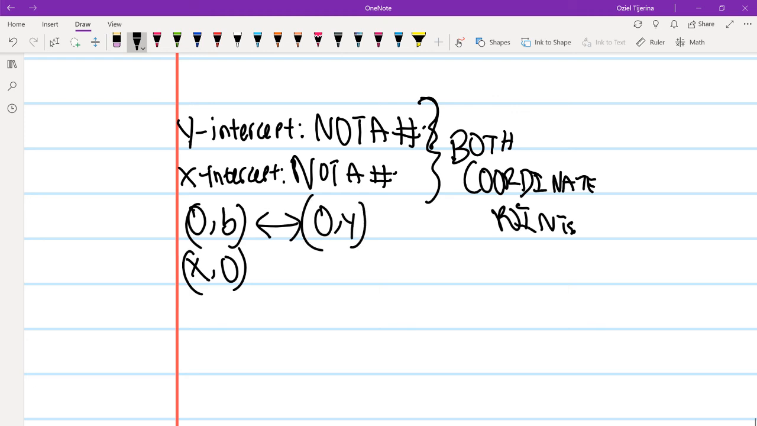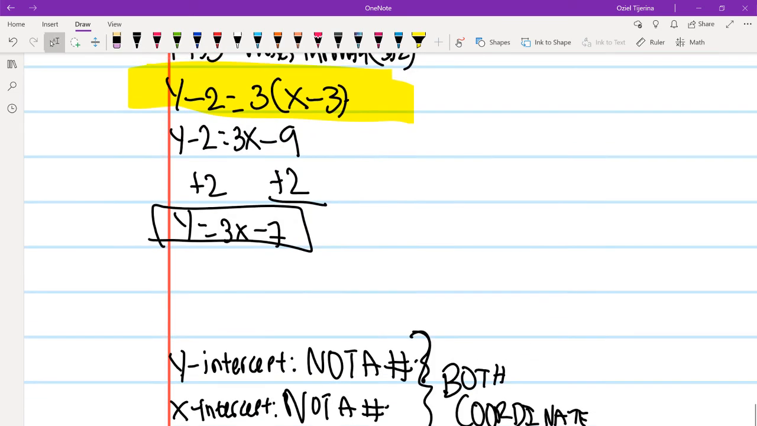A lot of people, when they say find the y-intercept, mostly mistake it for saying something like y equals 3, but it's really a coordinate point. That's basically another thing I wanted to cover.